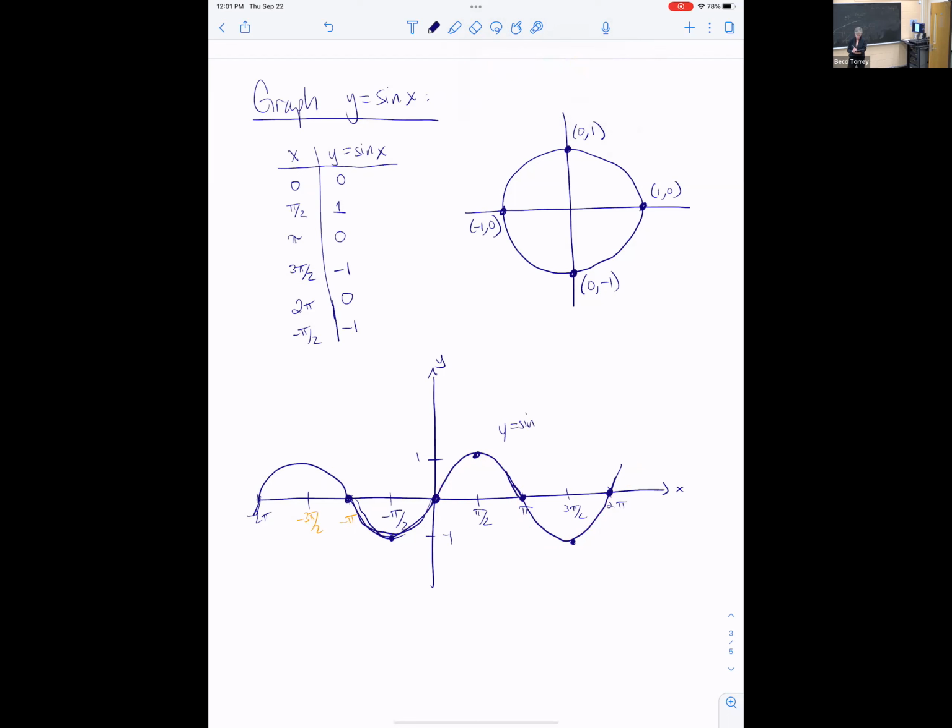Cosine of x is the exact same graph shifted over, right? So you can go compute your cosine of x. Similarly, you can watch the Khan Academy video, but it is exactly the same graph. Just shift it over, make sure you shift it in the right direction.